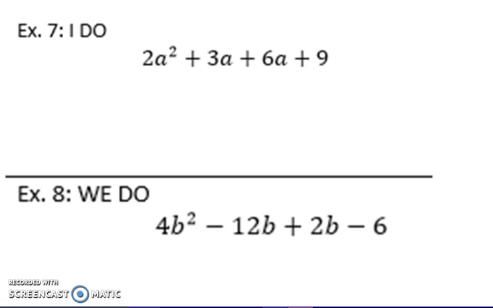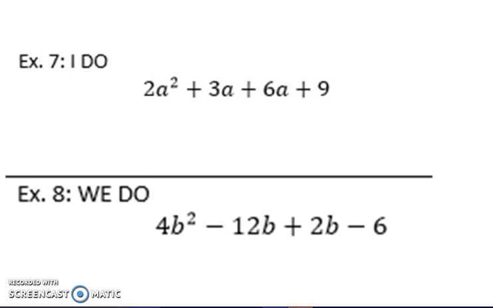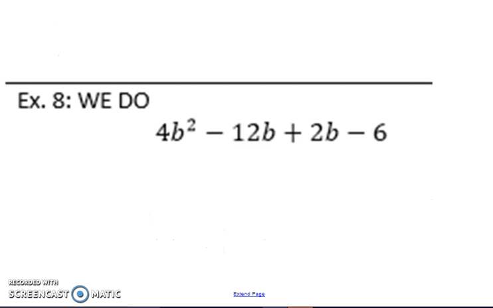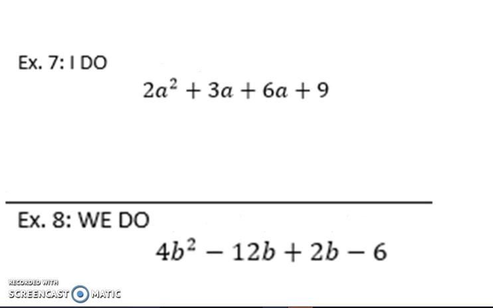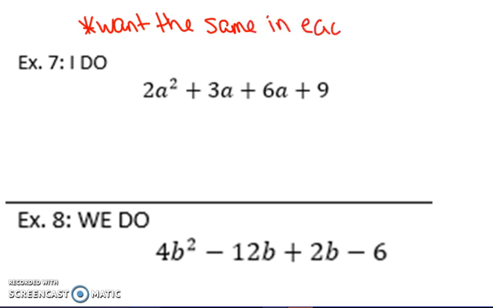Now, to help better prepare us for the rest of the unit, we also want to talk about something called factor by grouping. I'm going to move the problems just a little bit so we can write a note to ourselves. When we do factor by grouping, we want the same thing in each parenthesis. I'll explain what that means as we go through these, but make sure you copy that down so you don't forget. When we do factor by grouping, we want the same thing in each parenthesis.